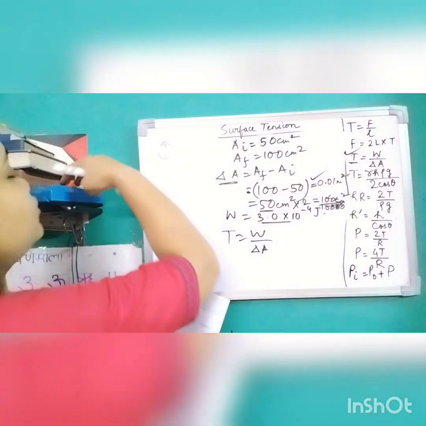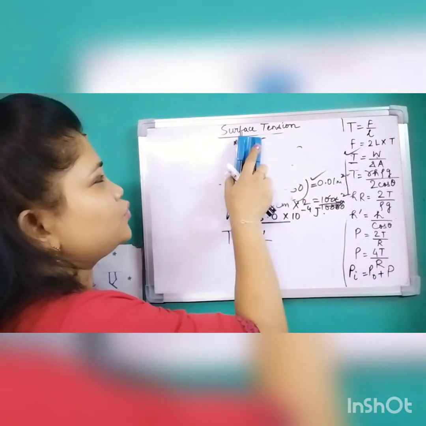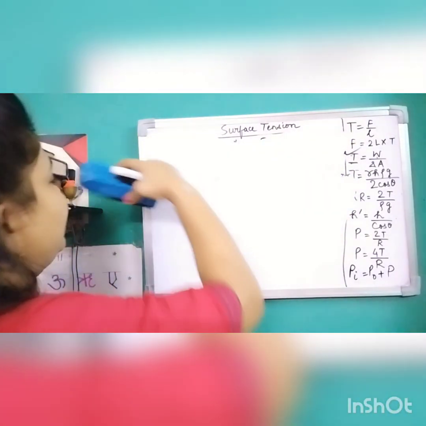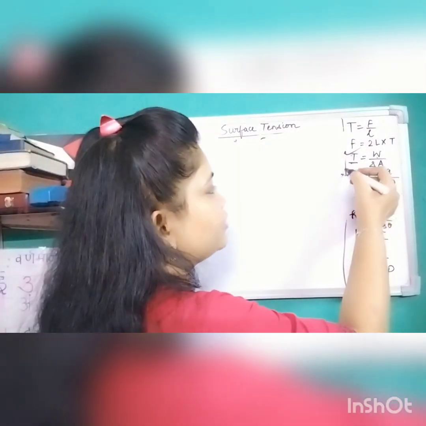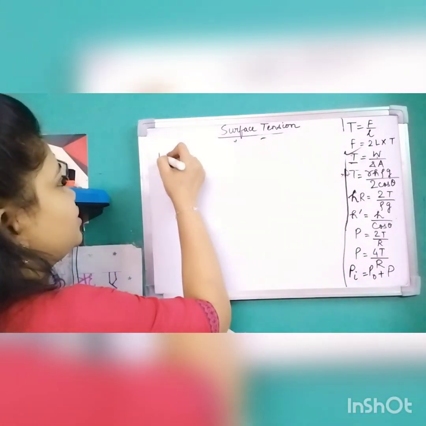Now, let's move to sum number 4. These sums, students, are basically just direct formula applications. You know the formula, you can easily do the sums. Next, let's do sum number 4.